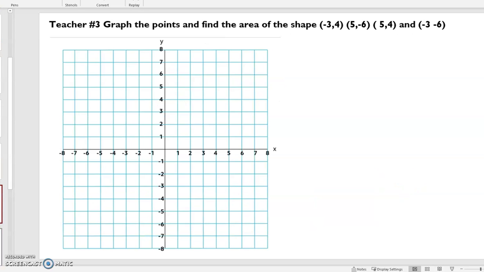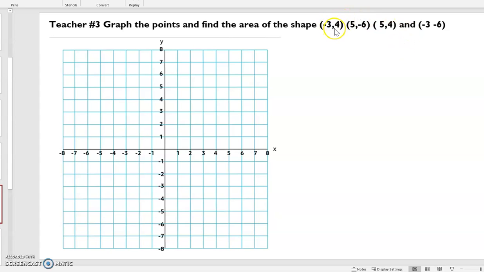Next topic, we got into graphing in all 4 quadrants, and some of the things that we did included graphing shapes, like this example I'm about to do. So I'm not only going to graph these points, but I'm also then going to find the area.